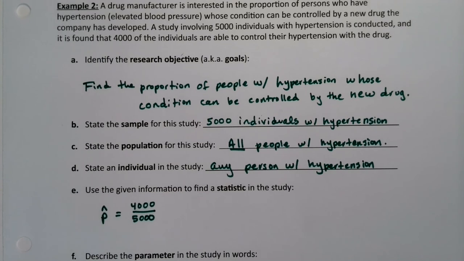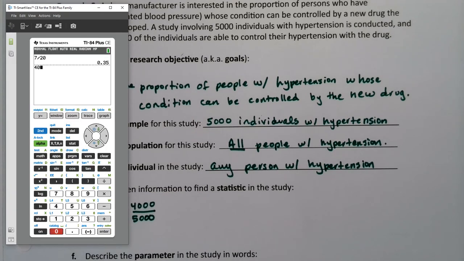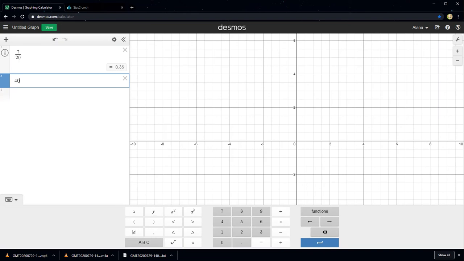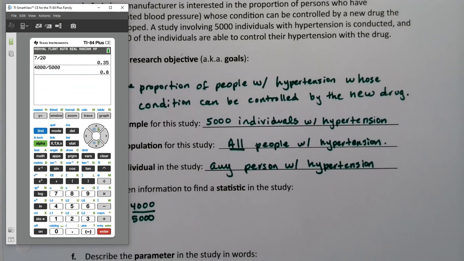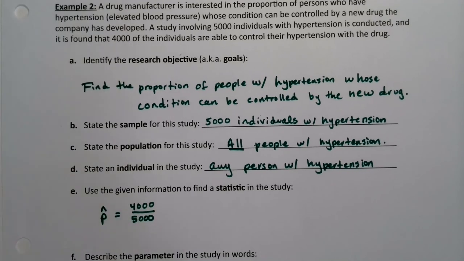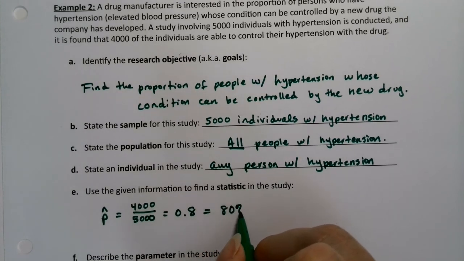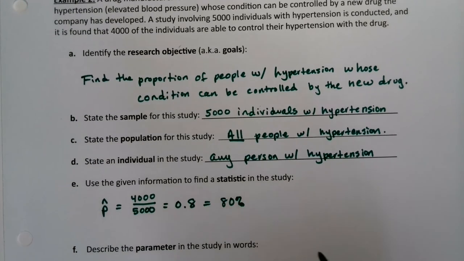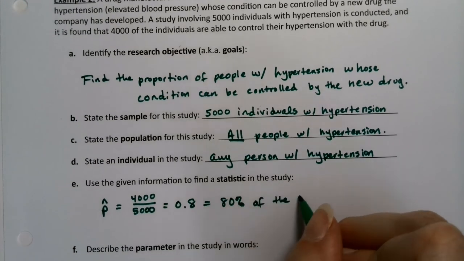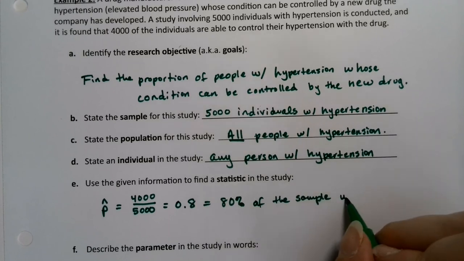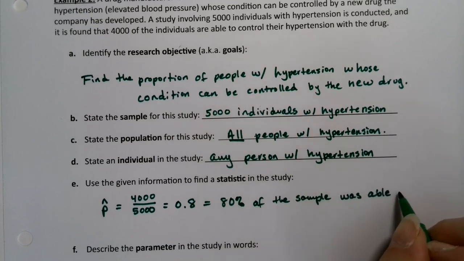Which is 0.8, but in case you don't believe me, 4,000 divided by 5,000 is 0.8. Or if you prefer Desmos, right? No problem. 4,000 divided by 5,000. There you go. Okay, so that is a sample proportion. So it was 0.8, which would be better written as a percentage for our terms of understanding. So 80% of the sample was able to control their hypertension with the drug.